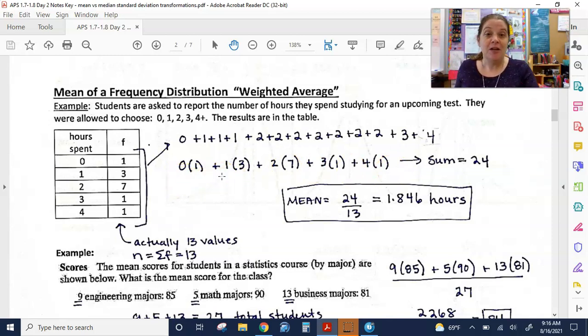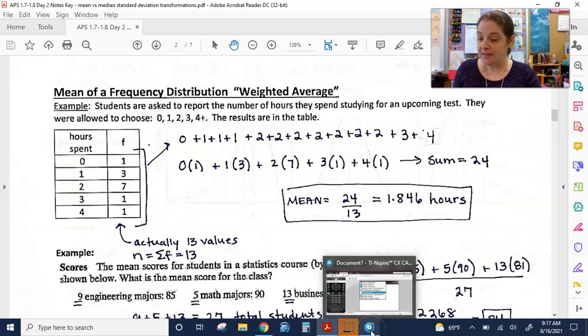So this many times. Now, if I do this, this gives me a sum of 24, but the catch is it's add them up and divide by how many there are. So you want to make sure you actually divide by how many there are. So there aren't 1, 2, 3, 4, 5 things. There are 5 categories. There are actually 13 values. So my sample size is actually the sum of the frequency. So that is 24 divided by 13, which is 1.846.